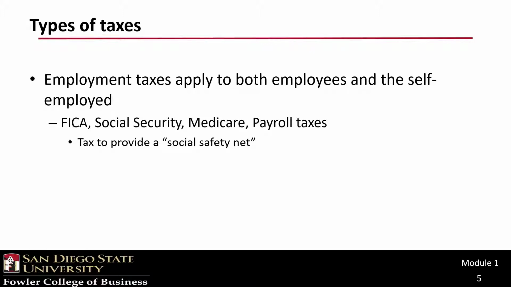So employment taxes apply to both employees and self-employed individuals. And they come with a bunch of different names, right? So maybe you've heard them called FICA or Social Security or Medicare taxes or payroll taxes. And think of employment taxes as a tax that's there to provide a social safety net for individuals, either when they become too old to work or they become disabled.